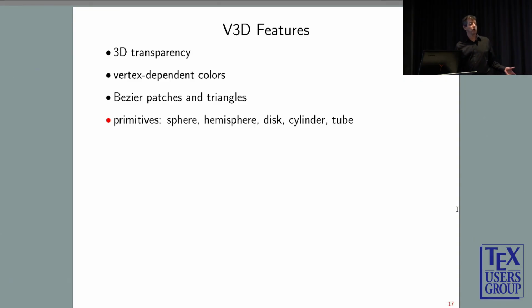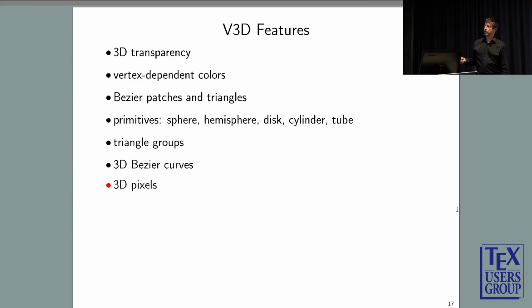In OpenGL, you can only be sure of a 1 pixel wide line being supported. That's all that the standard guarantees. So if you want to draw anything more, you have to draw a surface around that 1 pixel line. Also, we support triangular groups, which are useful for tessellation, and also curves in 3D and even pixels.